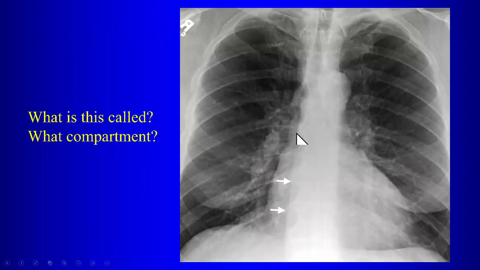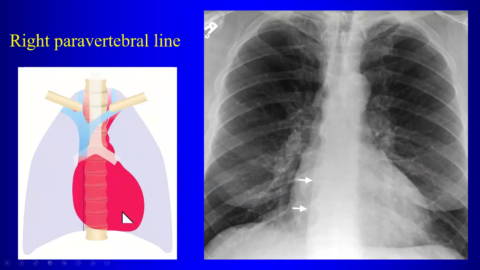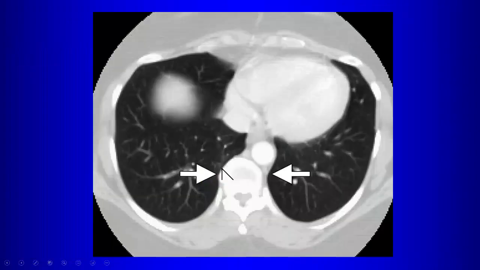Right paraspinal line. What compartment is that? Posterior mediastinum. Right. So that's the right paravertebral line or the right paraspinal line. We have a right paraspinal line. We have a left paraspinal line.